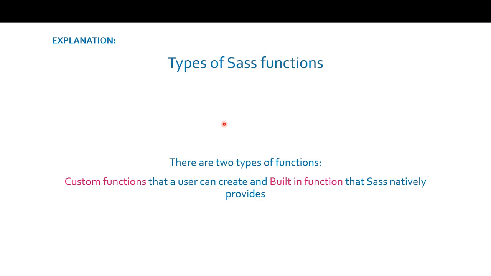And then Sass also has built-in functions. These are functions that come with the Sass framework. So those are essentially the two types of functions we have: the custom functions, the ones you write and create yourself, and the ones that Sass came with, which are the Sass built-in functions.